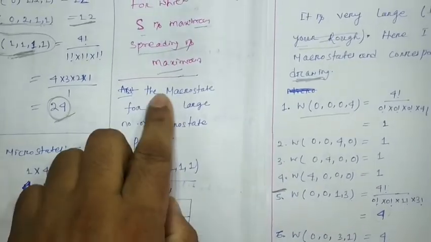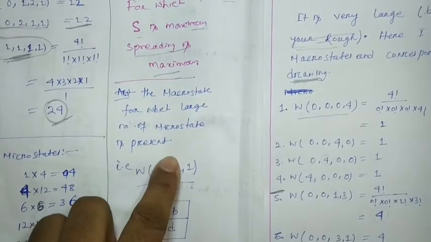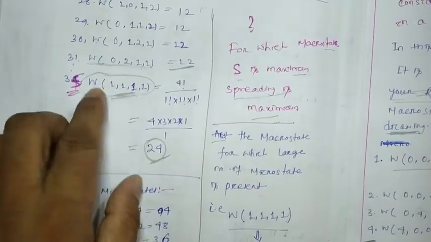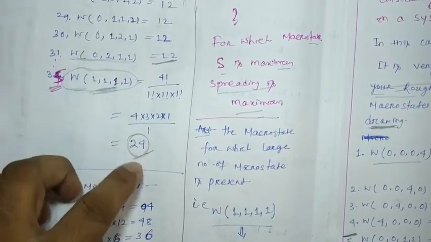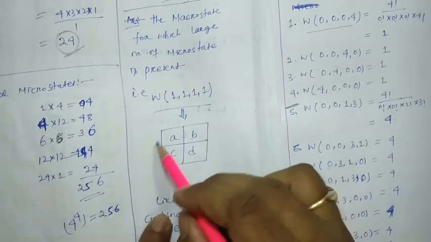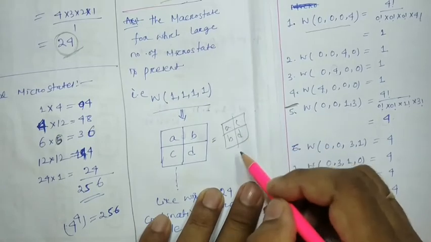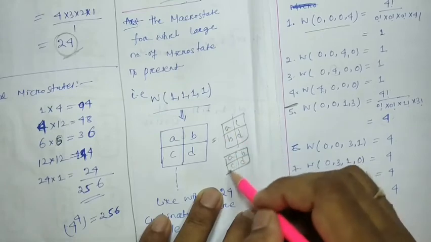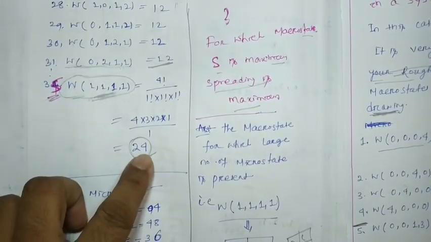The answer is here. The macrostate for which a large number of microstates is present, that is W1111. In the case of W1111, any type of arrangement we consider gives 24 arrangements. This is one arrangement I have shown. This can be A C B D, like that, then A B C D. 24 arrangements are possible, and any arrangement you take for this macrostate has 24 microstates.